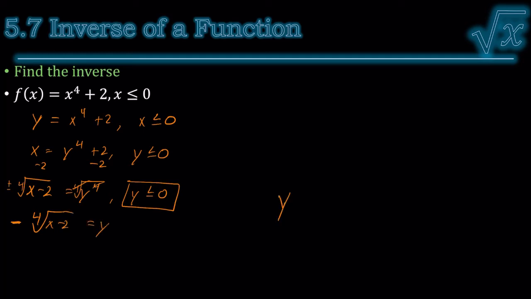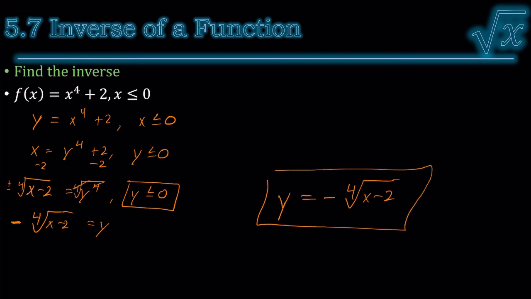We usually write it y equals negative 4th root of x minus 2. Now, why is it not plus and minus? Because the instructions said we wanted only y less than or equal to 0, which would be the minus. And since we used that to decide it was just a minus, we don't have to write the plus anymore.